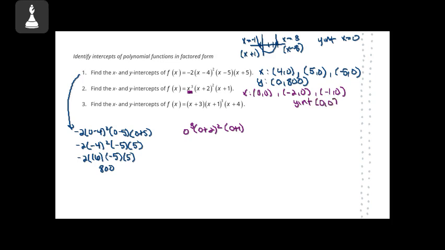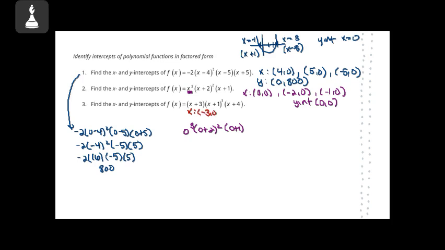All right, let's look at number 3. So we have x plus 3 as a factor. So the x-intercept is negative 3. If we have x plus 1, the x-intercept is negative 1. And if we have x plus 4, the x-intercept is negative 4.